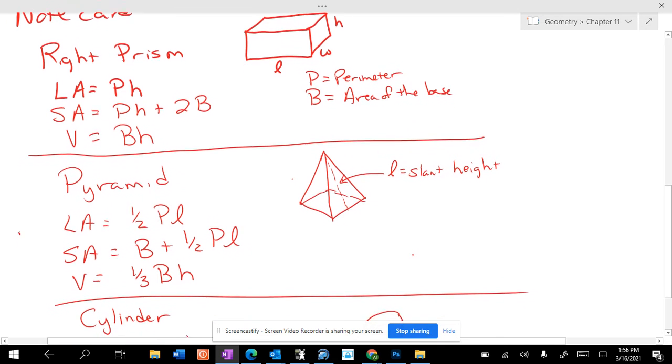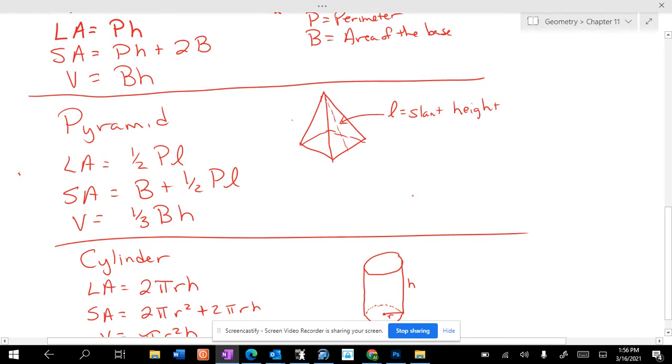A pyramid has this thing called a slant height, and we'll talk more about pyramids another day. But a pyramid has a slant height going on, okay? And so the lateral area of a pyramid is the area of all the triangles, which is 1/2 the perimeter of the base times the slant height.